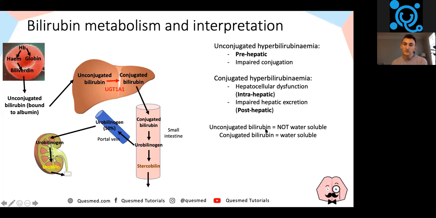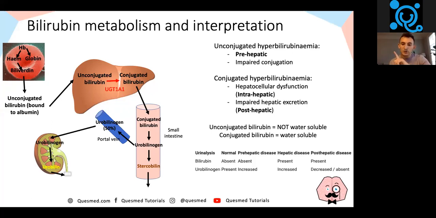So unconjugated bilirubin is not water soluble, whereas conjugated bilirubin is water soluble. So this is important because we can use urinalysis to help us determine whether we have a conjugated or an unconjugated bilirubinemia. So if we look at a normal patient, for example, we wouldn't expect to see any bilirubin in the urine, but we do see urobilinogen in the urine, and that's a normal patient.